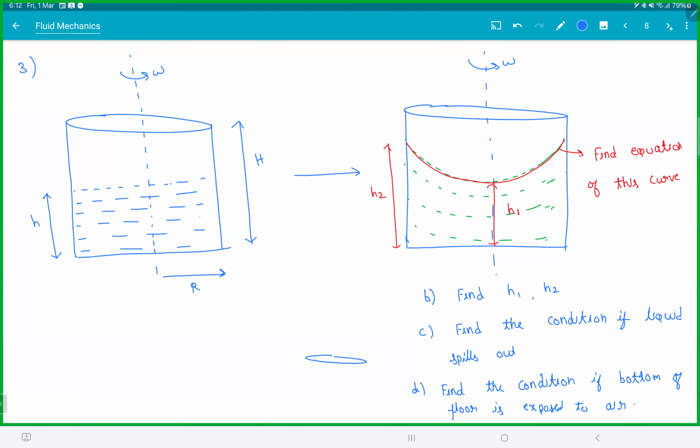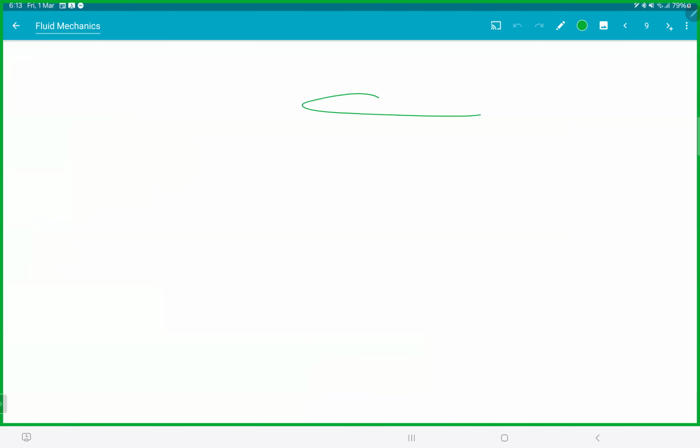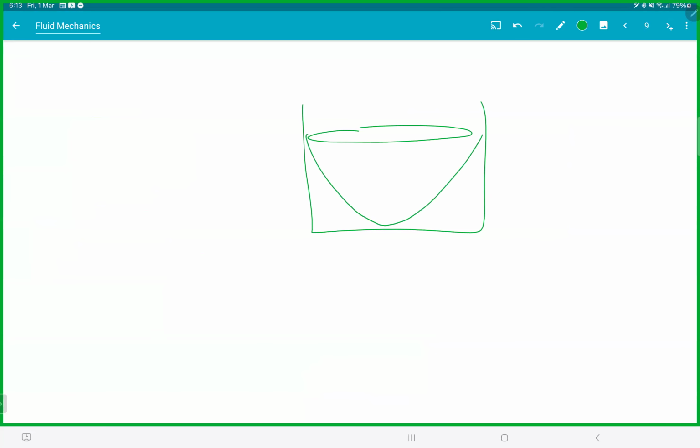Meaning it should become like this. You're getting it? The liquid is rotating so fast, meaning the bottom is exposed. It will look like this. You're getting it? See now, when the liquid is just touching, how will it look? It would kind of look like this. Now, this is the limiting value, isn't it?